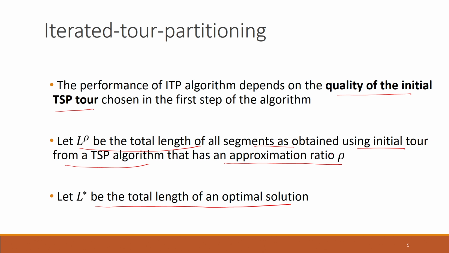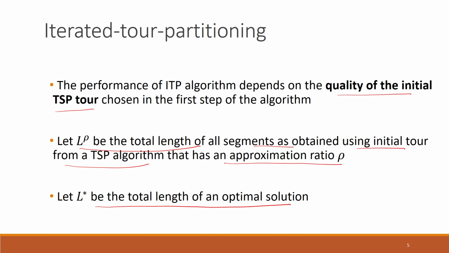For example, for the TSP problem on the graph that is given to you, suppose the tour is generated by an algorithm that gives an approximation ratio of 2. So, you know that this TSP tour cannot be larger than twice the optimal TSP tour. That factor of 2 is the approximation ratio for that TSP algorithm.